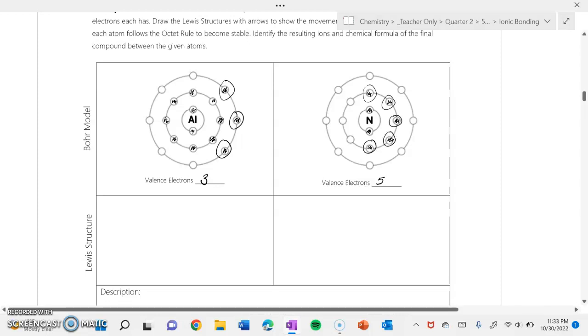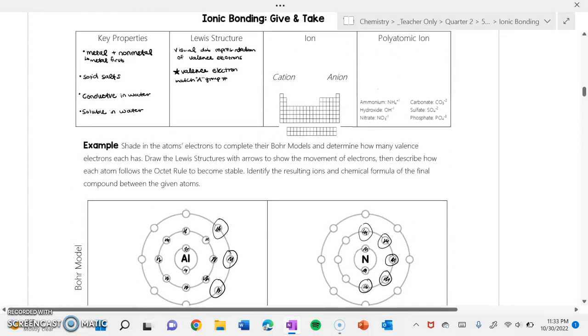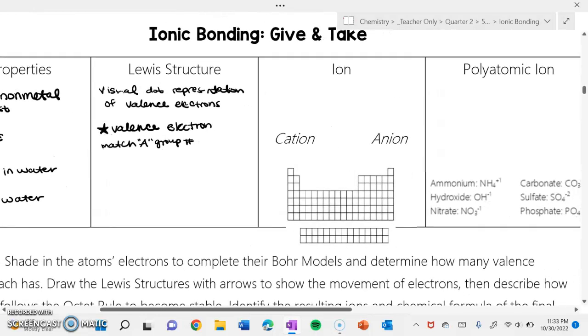There's 5. Okay, so writing the Lewis structure, like I said, you'll write the element symbol and then you'll put dots around it. It can hold 2 on each side, but first put 1 on each side. So there's aluminum, and then nitrogen, 4, 5. Okay, so there's our Lewis structure. It's showing the valence electrons for each of these atoms that are going to bond together.